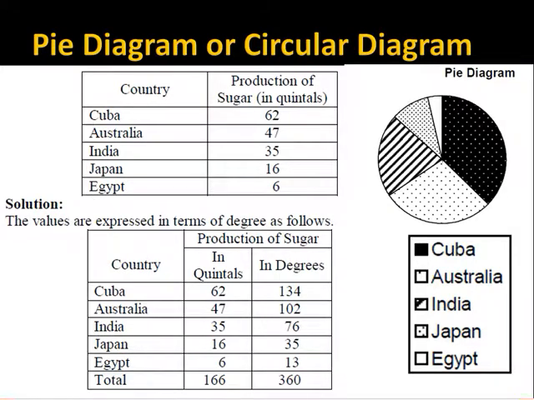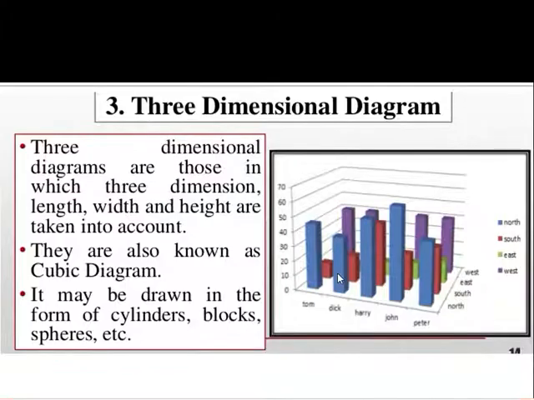So, this is all about two-dimensional diagrams. Now, we go to three-dimensional diagrams. Three-dimensional diagrams are those in which three dimensions, that is the length, width and height, are taken into account. They are also called cubic diagrams. They may be drawn in the form of cylinders, blocks, spheres, etc.